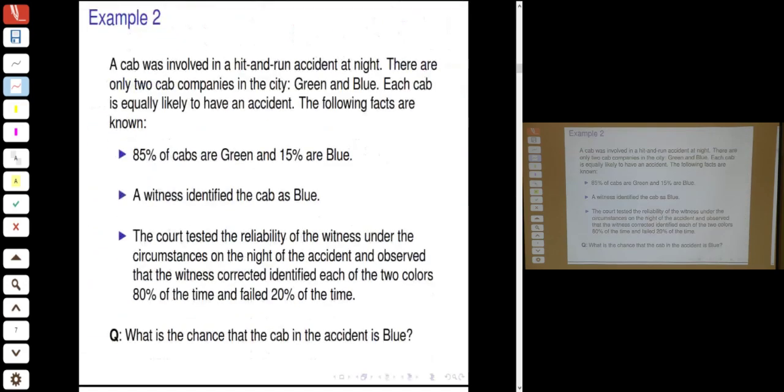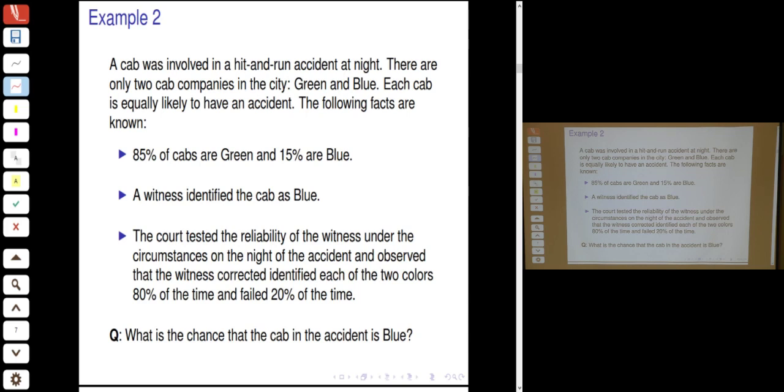So, let us go on to the next example. A cab was involved in a hit and run accident at night. There are only 2 cab companies in the city, green and blue. Each cab is equally likely to have an accident, and the following facts are known. 85% of the cabs are green and 15% of the cabs are blue. A witness has identified the cab as blue.